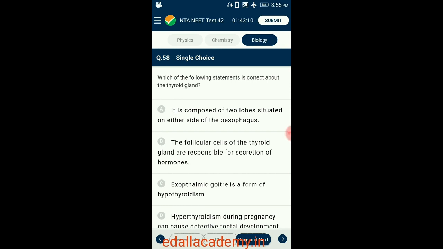Hypothyroidism during pregnancy can cause defective fetal development. So the answer for this question is option B. The follicular cells of the thyroid gland are responsible for the secretion of hormones. So the correct option is B.